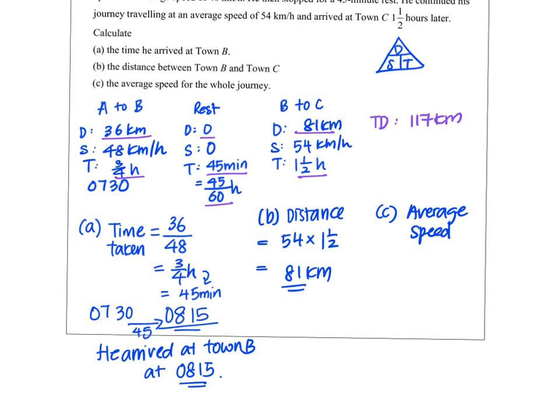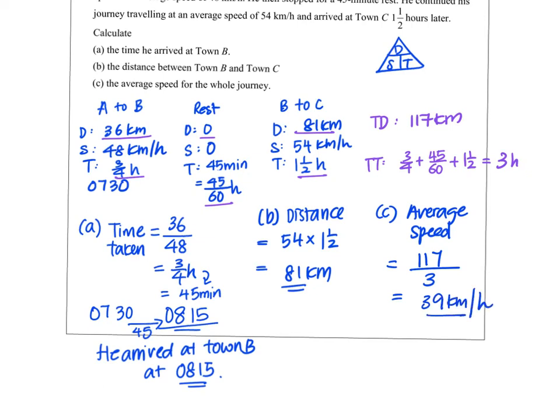So now I should use the total time in terms of hours. So I should not use the 45 minutes. I shall have 3/4 hours. Total time is 3/4, since 45 minutes is also 3/4 of an hour, plus 1.5 hours, and that gives me a total time of 3 hours. So in this case, we want our average speed. Average speed will be total distance over total time. And the answer is 39 kilometers per hour. Have you gotten the answer?